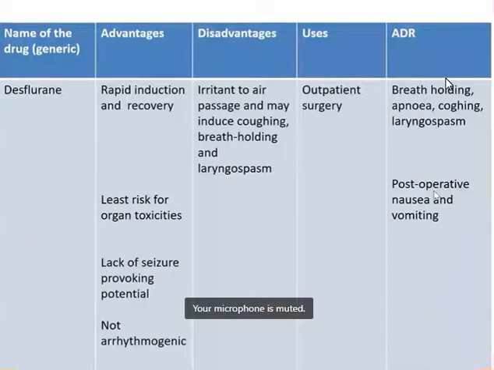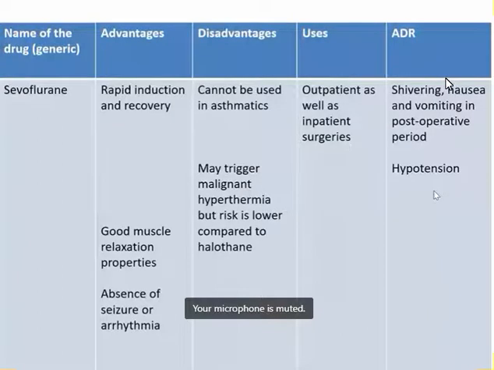If you have noticed, the fluran drugs, that is isoflurane, sevoflurane, desflurane, they all have rapid induction and recovery. Also, they have good muscle relaxation properties. If you need relaxation of muscles during the surgeries, you don't need to add another skeletal muscle relaxant drug. That is an advantage of sevoflurane. And there is also an absence of seizure and arrhythmia, so no bradycardia or tachycardia, and they can even be used safely for patients with epilepsy.